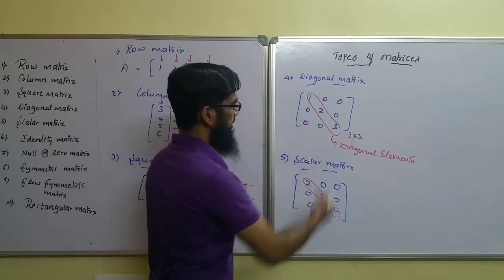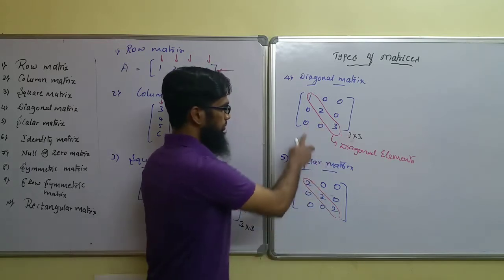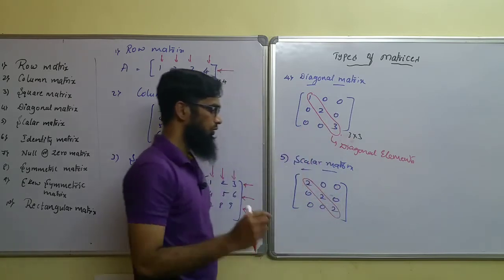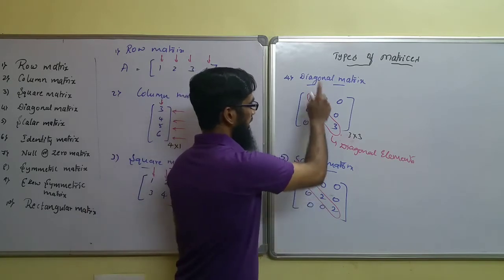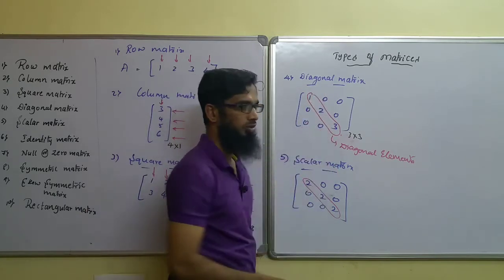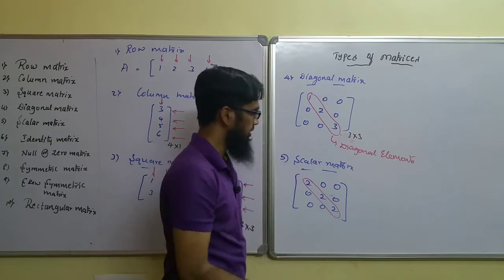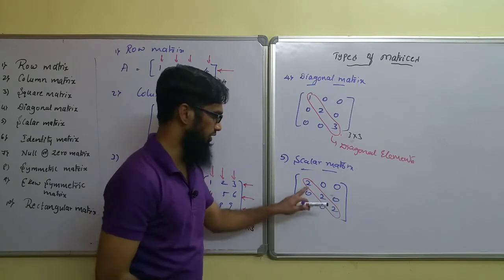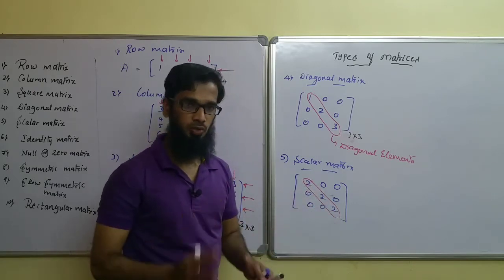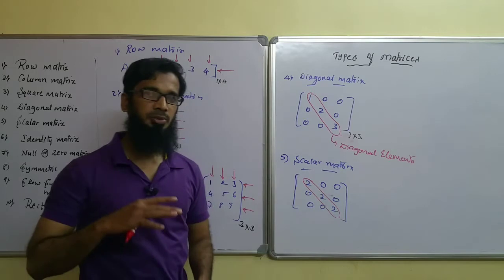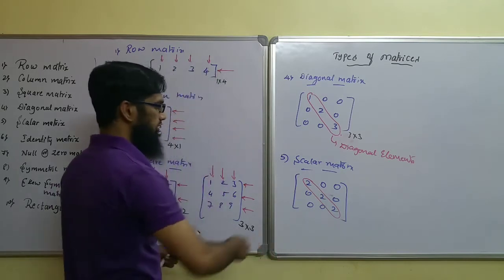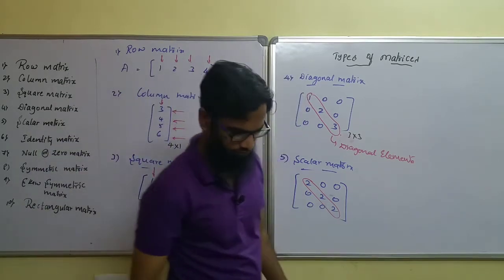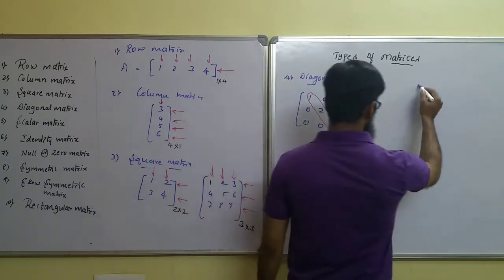Just compare these two, the diagonal matrix and the scalar matrix. Here the non-diagonal elements are 0, and here also the non-diagonal elements are zeros. The only difference is that in the diagonal matrix the diagonal elements are not the same, they are different. But in the scalar matrix, the diagonal elements are the same. If it is 3, the entire diagonal should be 3 only. If it is 4, the entire diagonal should be 4 only. That will be the scalar matrix. Now we'll go for the identity matrix. What exactly is the identity matrix here?